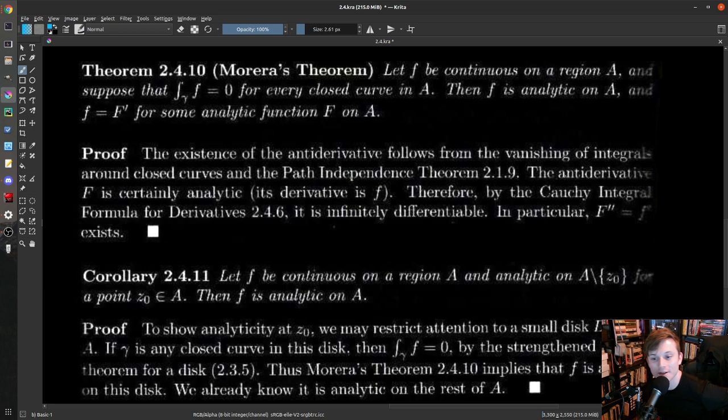We'll round out the section with this, that was just sort of an aside, a nice little application. You can't do a complex analysis class without proving the fundamental theorem of algebra.